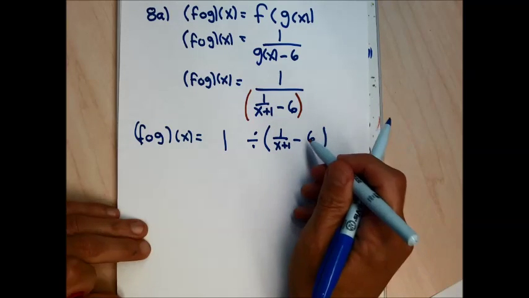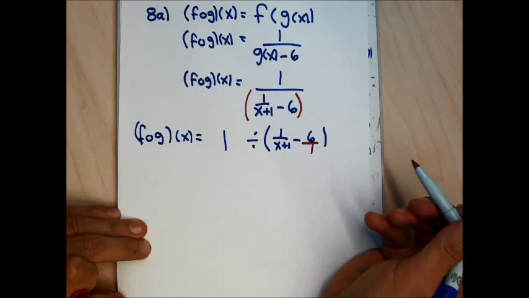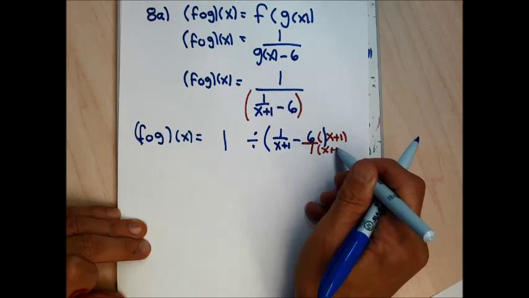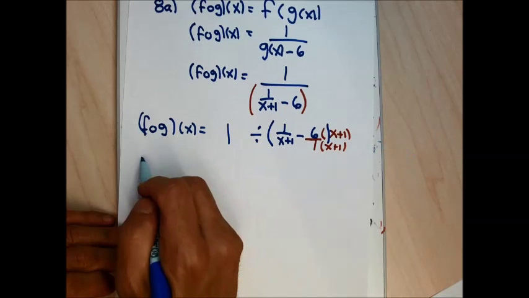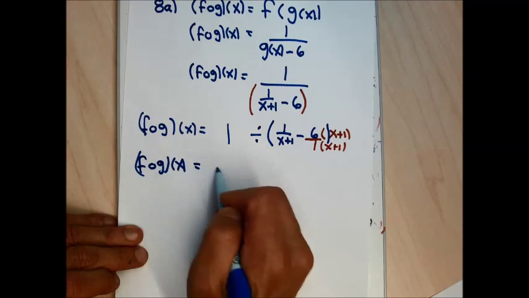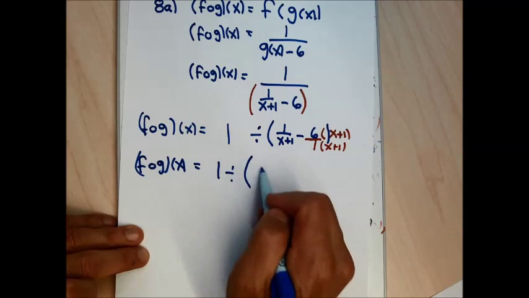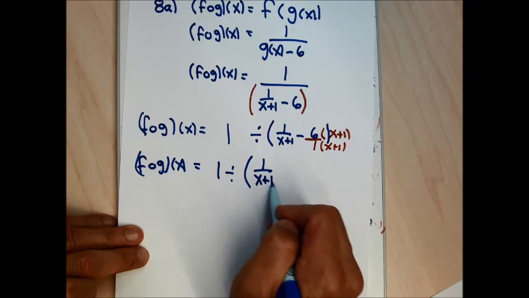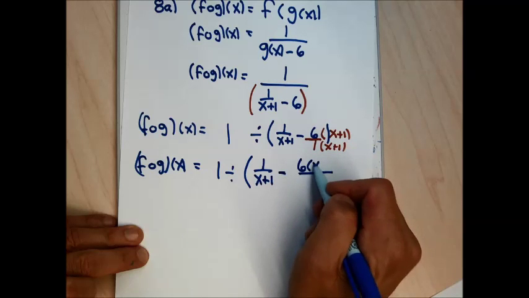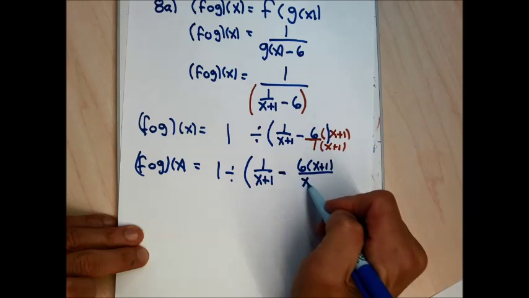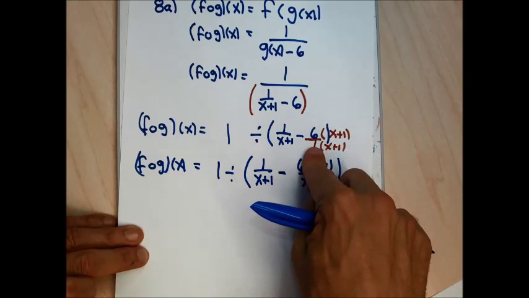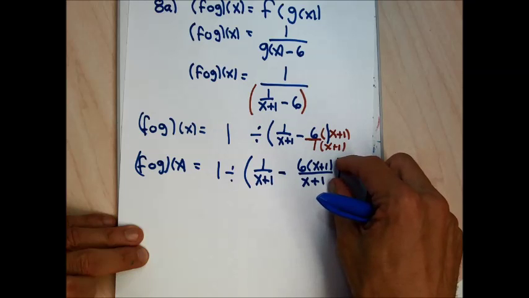To do that, I'm going to write the 6 as 6 over 1, and I'm going to multiply it by x plus 1 over x plus 1. So what I'm going to get on this next line inside the parentheses is I'm going to make it so the two fractions can be subtracted. The first fraction I'm going to leave 1 over x plus 1. I'm going to leave the minus sign, and in the second numerator I'm going to write 6 times x plus 1 and then over x plus 1. So what I've done is made this into a fraction and gave it the denominator it needed to have.